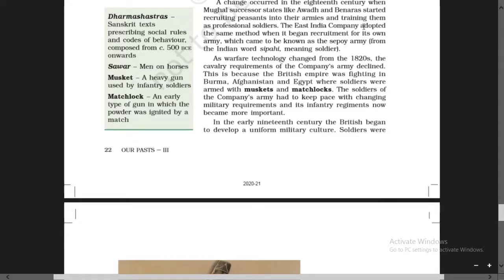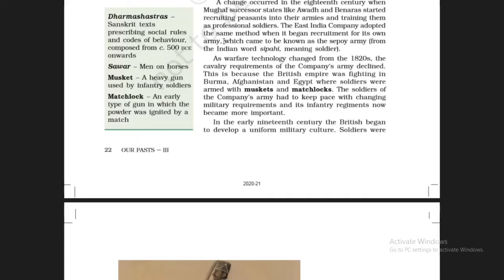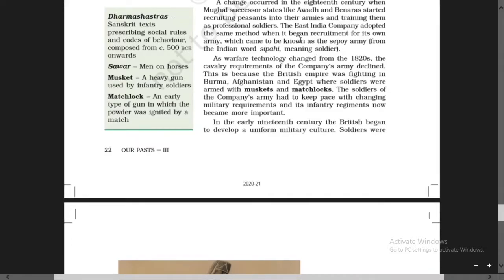The East India Company adopted the same method when it began recruitment for its own army, the same procedure. This army came to be known as the Sepoy Army, from the Indian word Shipahi, meaning soldier.